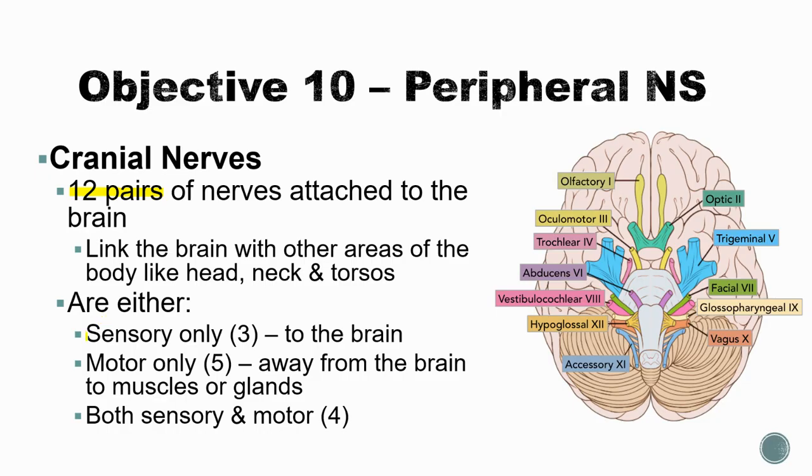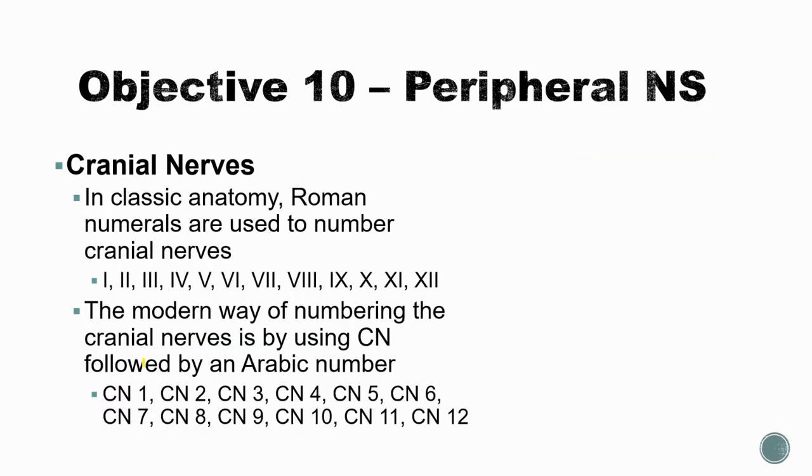And so that function could be sensory only. And there's 3 of your cranial nerves that are only sensory. They could be motor only, and there's 5 of those. Or they could be both sensory and motor. And when it comes to cranial nerves, I've posted lots of videos to hopefully help you because you need to know them by number, you need to know them by name, and you need to know them by function.